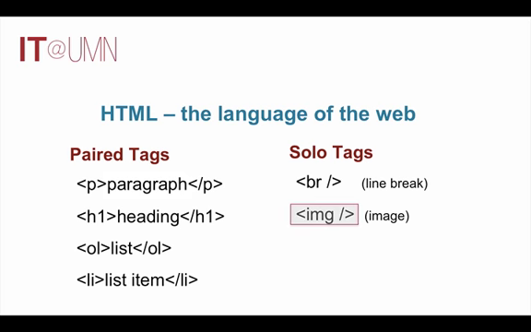For example, the image tag you use anytime you want to insert an image into your content. And with the image tag, and with other tags as well, you'll often see attributes added. For example, in this image tag, there's a source attribute, which identifies which image you're inserting into the content, and there's an alt attribute, which provides the alternative text for the image.